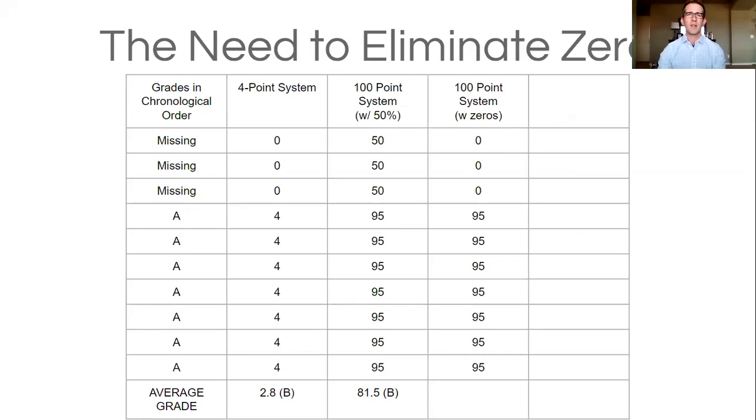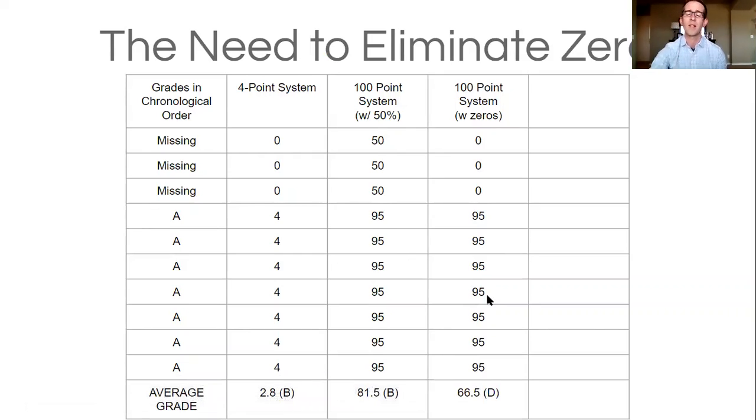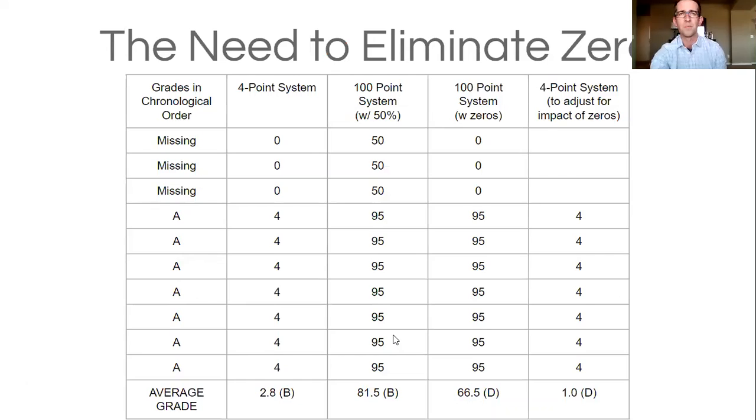Now, let's imagine that we use the traditional 100-point system with zeros. So we give the student zeros for those first 3, 95s for the next 7. The student ends up with a very different result. That student ends up with a D, and a pretty mediocre D at best. So again, we're going to see that that's right where we fall, mid-range D.